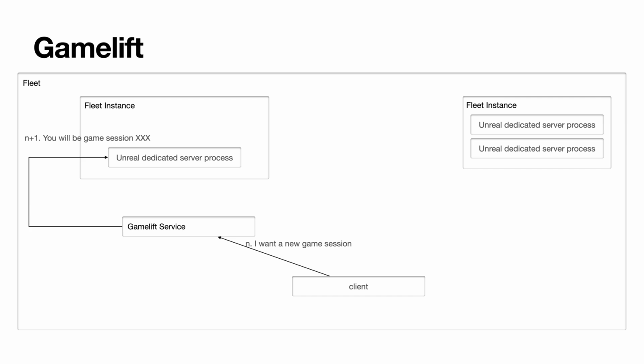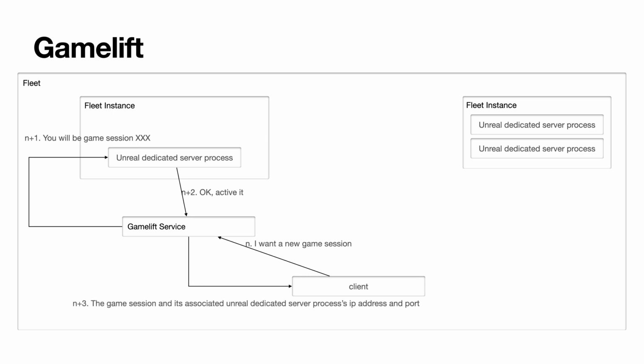Once a client applies for a new game session, the GameLift service will try to find an Unreal dedicated server process which is ready, healthy, and not associated with another game session. If there is a result, the GameLift service will notify the Unreal dedicated server process by calling the start game session event in the process parameter. And the Unreal dedicated server process needs to activate the game session before timeout. Then the GameLift service will mark the Unreal dedicated server process as associated with the game session. If there is no result, the GameLift service will return a no available process error.